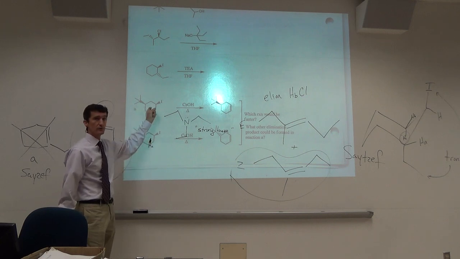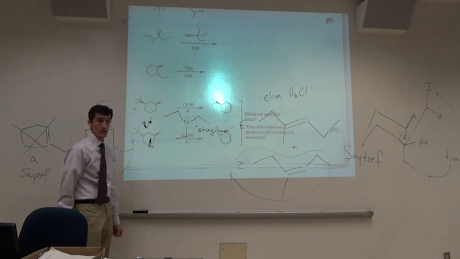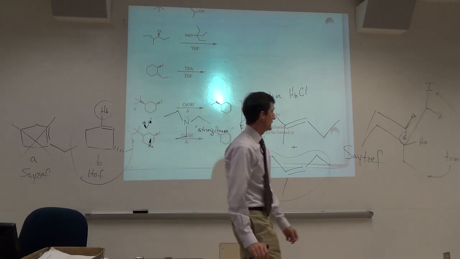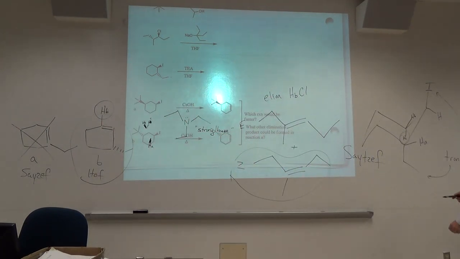I want you to do this on your own here. Because, another consideration. If you notice, the conformation I drew here is not the best conformation. I've got the two big groups axial. That's not the best conformation, is it? But if this moves to the better conformation, and this goes equatorial, can it eliminate from that conformation? It cannot.